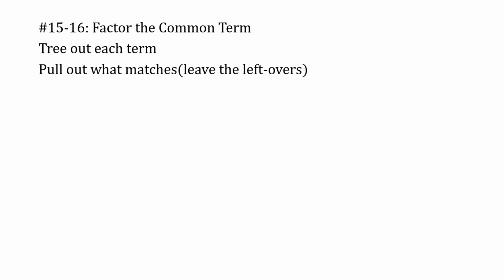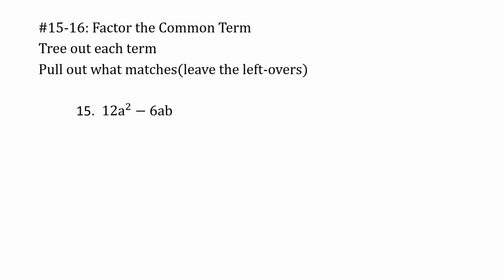Now, number 15 and 16 is factoring out the common term. And this should have been covered pretty well in Algebra 1. Sometimes you even start this in pre-algebra. So here are the steps. Now, in my world, we say tree out each term. The real wording there should be break each term into its prime factors. And then we're going to pull out whatever matches, and we're going to leave the leftovers. So let's walk through what that actually looks like.